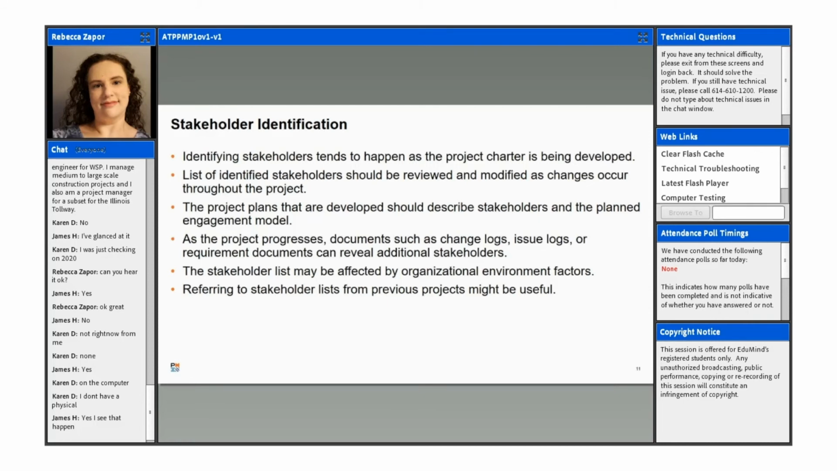It's also important to note that stakeholders can be impacted or affected by any organizational or environmental factors as well. Also, utilizing existing templates and stakeholder lists from previous projects can be helpful. Do you have a stakeholder registry from a previous project, maybe similar to yours or not similar, but that still might have some of the same resources? Definitely refer to that. Take a look at it and see if it would be helpful for you when you're identifying stakeholders.